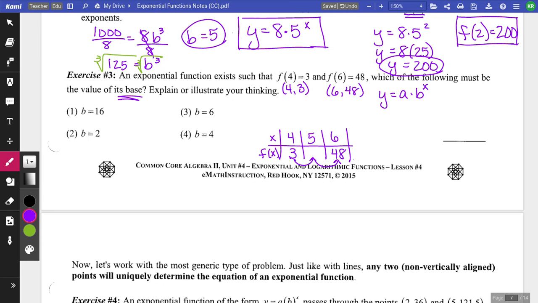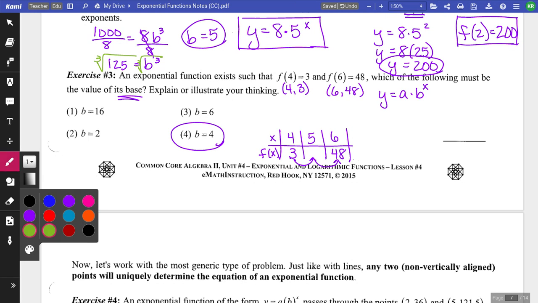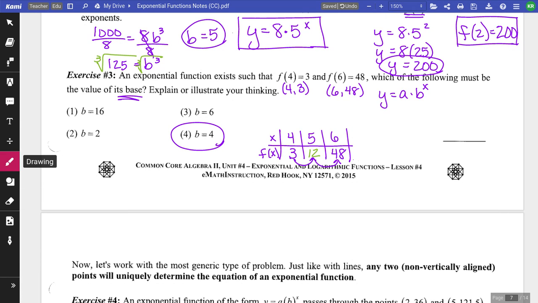Well, it's kind of nice. We've got multiple choice, so we can see which one's going to work, and it's going to be 4. So if I do 3 times 4, 3 times 4 would take you to 12, and then 12 times 4 would take you to 28. So that fourth option is the one that works.